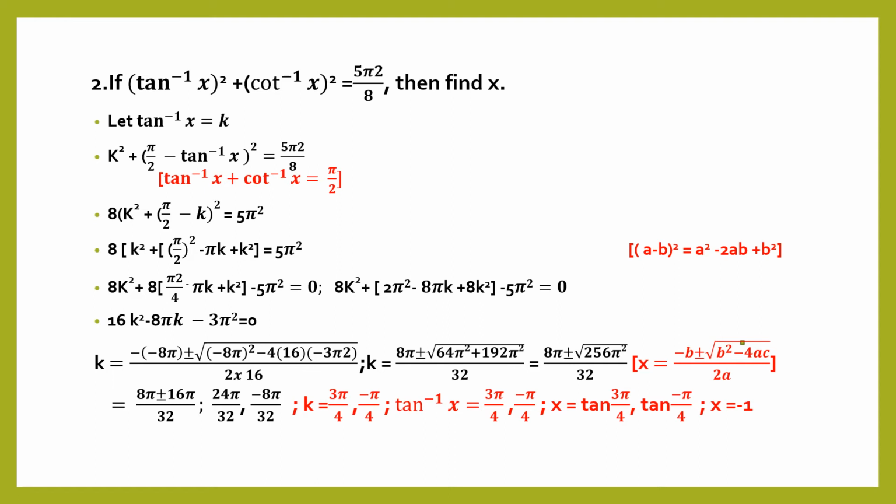So tan inverse x, k is tan inverse x. So we can write tan inverse x is equal to 3 pi by 4 comma minus pi by 4. So what is x? x is tan 3 pi by 4 or tan minus pi by 4. And we know that the value of tan 3 pi by 4 and tan minus pi by 4 is minus 1. So that is why we have written x is equal to minus 1.